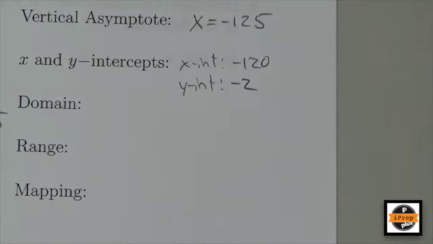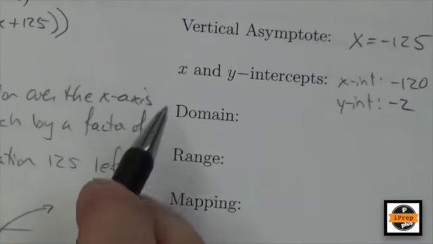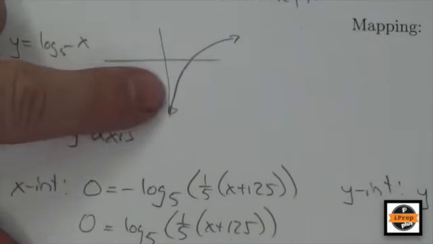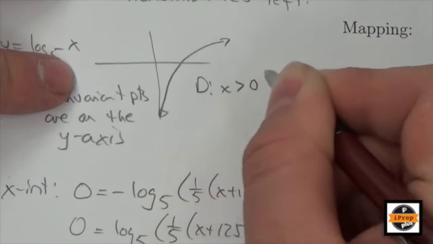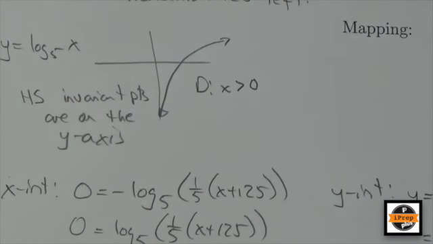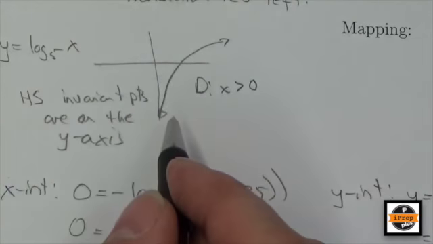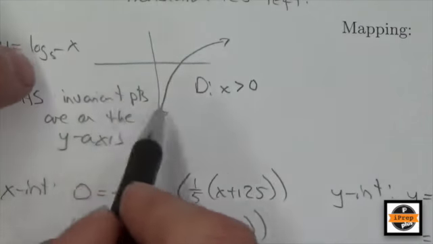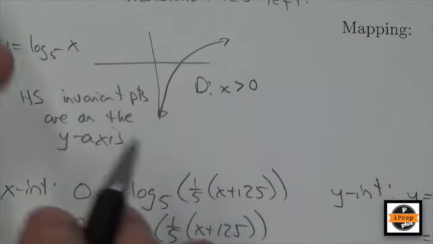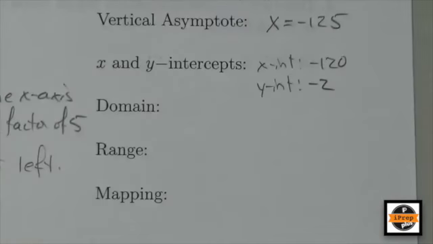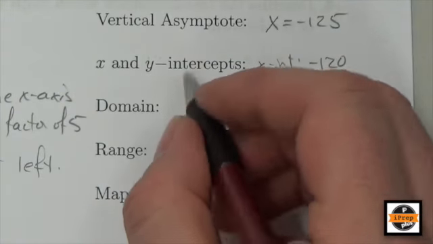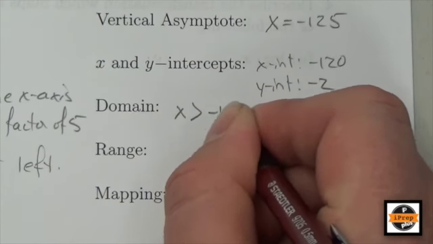Okay, there we go. Now, let's talk about domain. Remember, when you look at the original logarithmic function, your domain is going to be x is greater than 0. In this particular case, there has been no horizontal reflection, so that hasn't changed. It's not opening the other way now. It's still opening the same way. The only thing that's going to affect this is that translation, and it's been moved 125 units to the left. So now instead of being x is greater than 0, it'll be x is greater than negative 125.